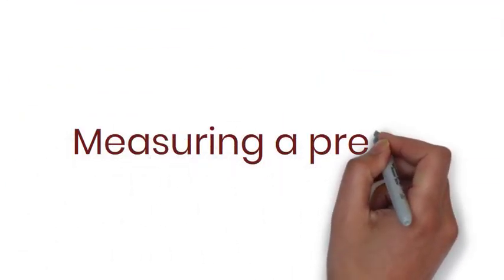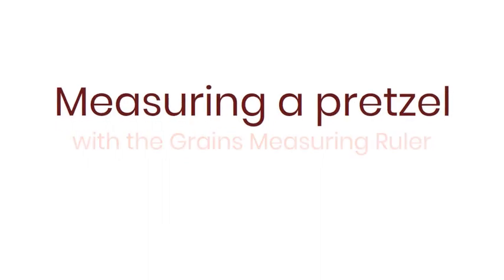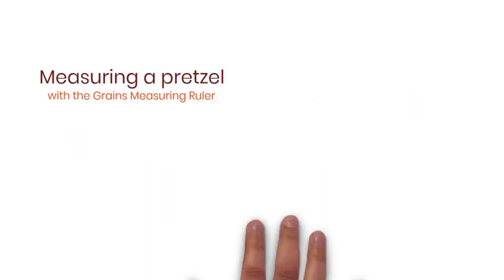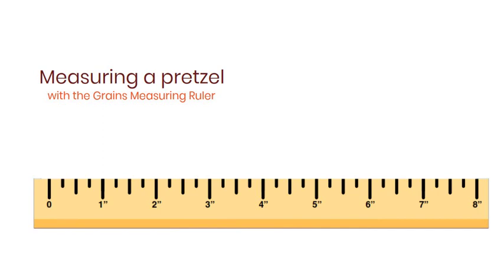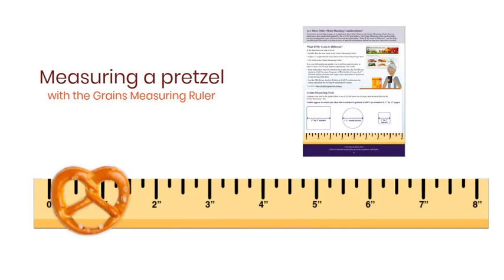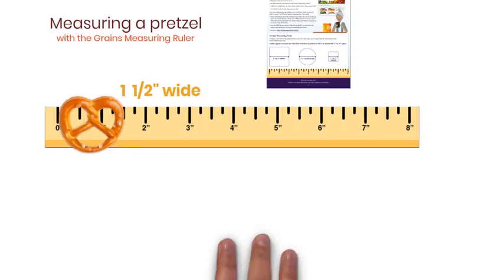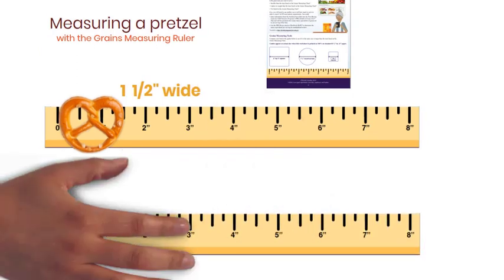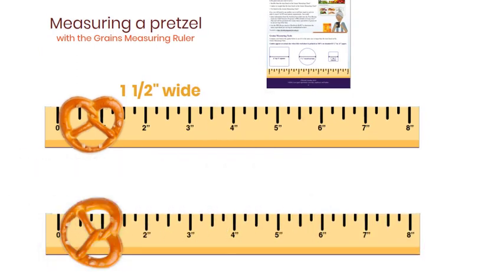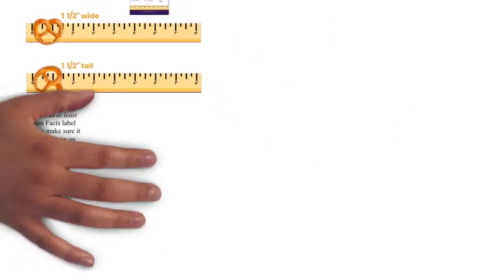The grain item in our example is pretzels, and because there are no pretzel shapes in the grains measuring tools, we will use the ruler at the bottom to measure our pretzel. Let's take a look at the pretzel now. The ruler shows us that this pretzel is about 1 1/2 inches across. Let's rotate the pretzel to see how tall it is. This ruler shows that the pretzel is 1 1/2 inches tall as well. Now we know that the pretzel measures 1 1/2 inches wide by 1 1/2 inches tall.